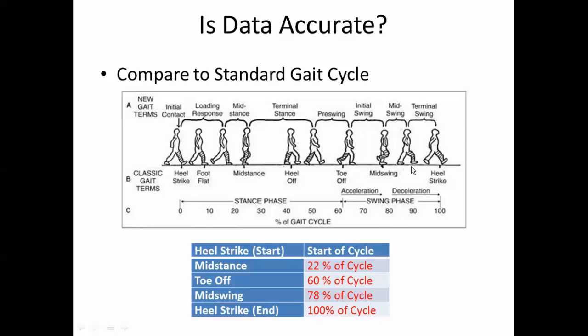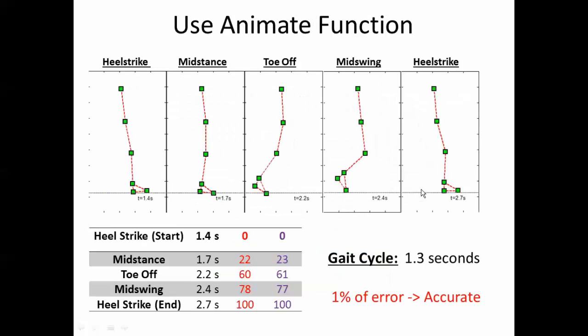And I wanted to see if I take the mid stance, the toe off, and the mid swing of my data, would they actually come at 22, 60, and 78% of my cycle. So in order to do that, I implemented an animate function. Since I have all the data in an Excel file, I imported that data to MATLAB again and plotted all the points, and I can animate the whole walking motion with a skeleton plot.